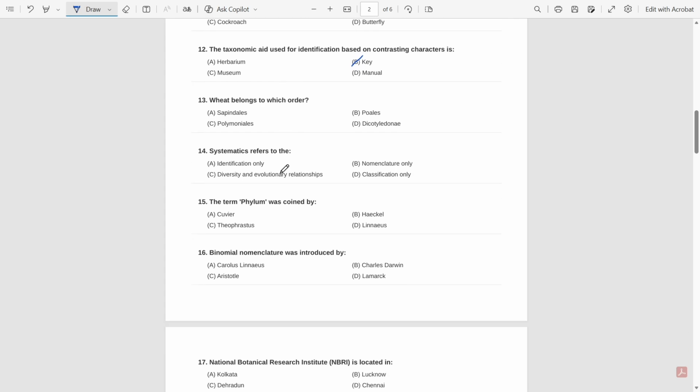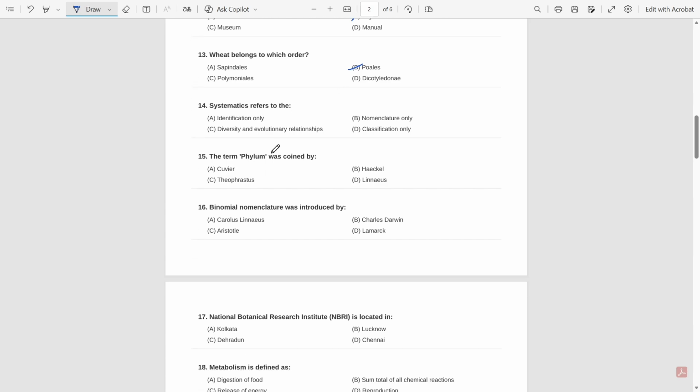13. Wheat belongs to which order? A. Sapindales. B. Poales. C. Polymoniales. D. Dicotyledonae. The answer is B. Why? Poales is the order containing grasses and cereals like wheat and maize.